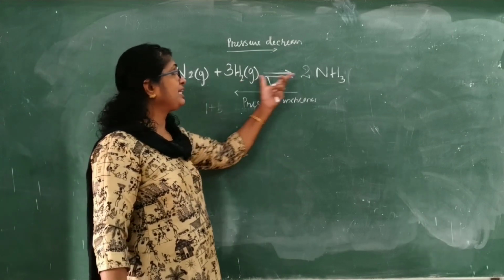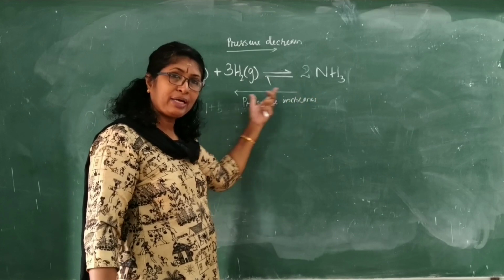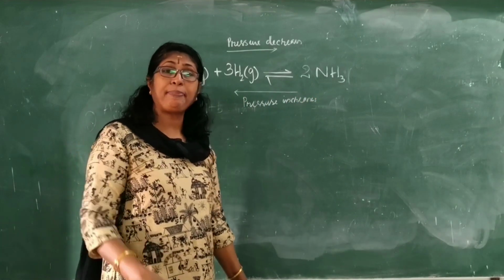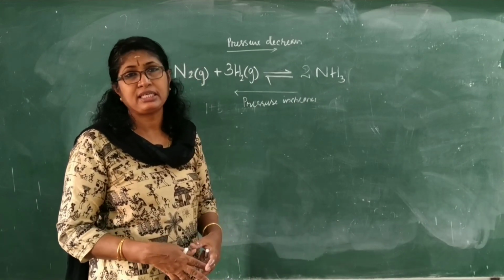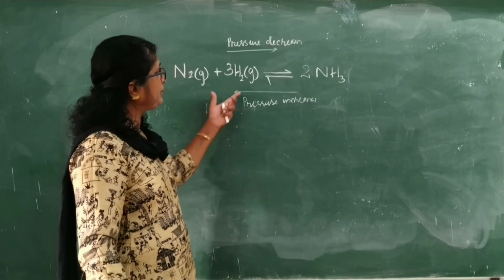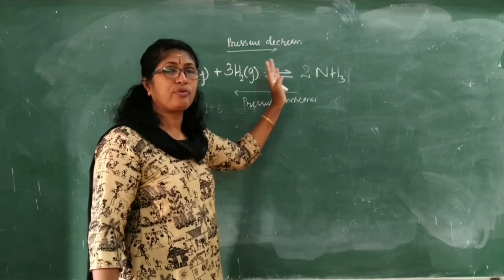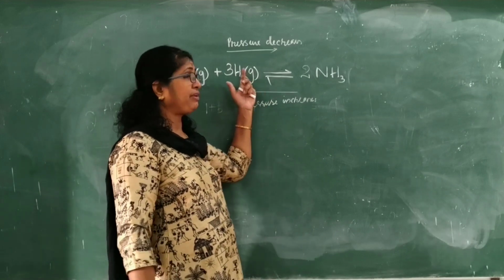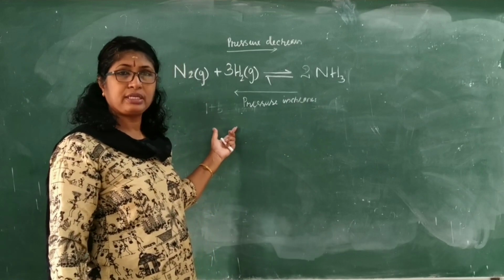So here in the forward reaction the pressure is decreasing, then in the backward reaction pressure will increase. If we are applying a high pressure, the system will try to nullify the effect of pressure by decreasing it. How to decrease the pressure? By carrying out the forward reaction. So more forward reaction will take place. Understood? So a high pressure will favor the forward reaction, and a low pressure will favor the backward reaction.